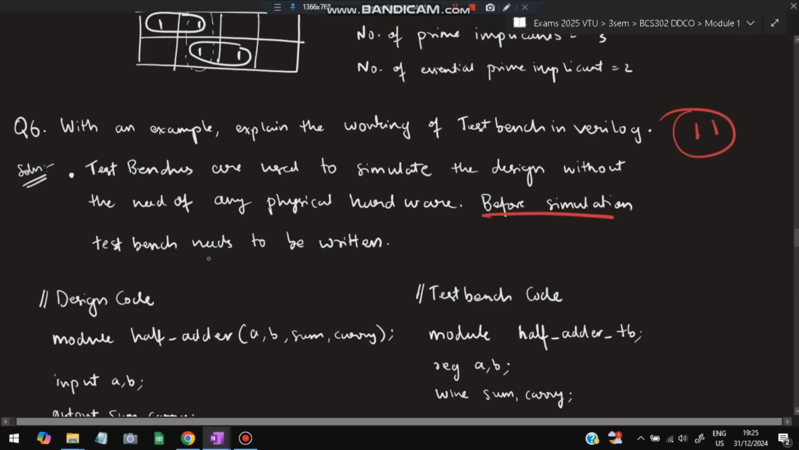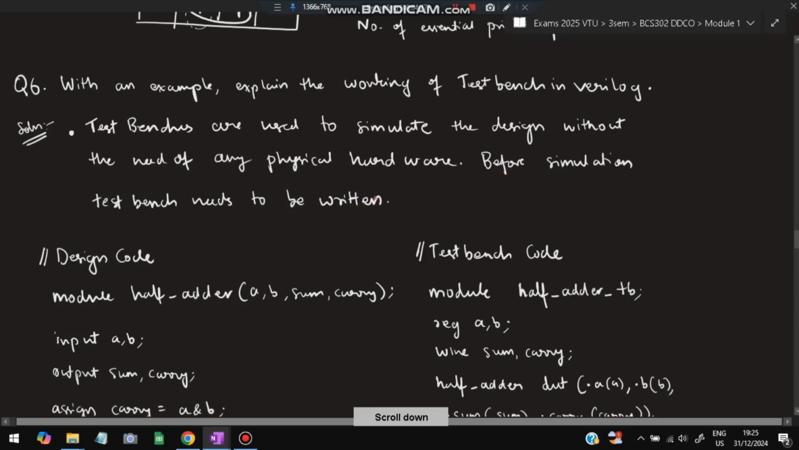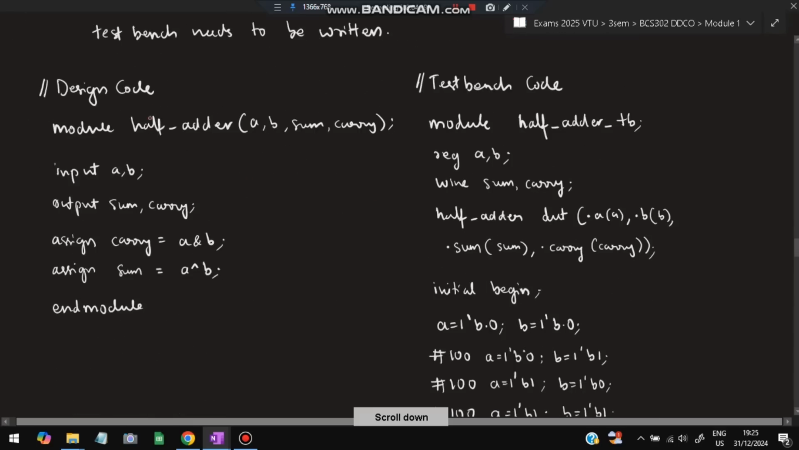So before simulation, the test bench needs to be written. What do we need to test? That we need to write. Okay, so this is the design code. An example: module half adder, A, B, sum, carry. Okay, this is the code for half adder. So input is A, B, output is sum and carry, carry is equal to A AND B, the AND operation is in carry, and the XOR operation is in sum, and then end module.